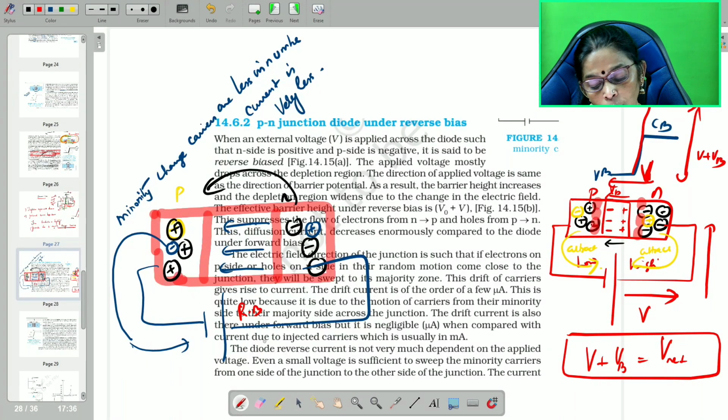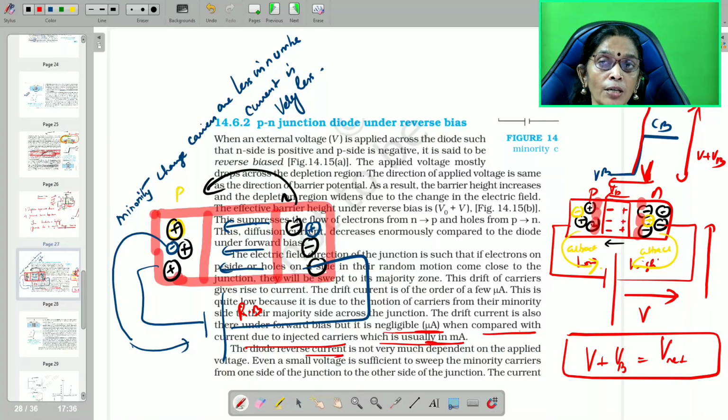The drift current is also there under forward bias, but it is negligible when compared to the current due to the injected carriers, which is usually in milliamps. So the diode in reverse current, this is called as diode. The PN junction, I haven't told you, now I am telling you, this PN junction is called as a two terminal device, therefore it is called as diode. If it is a three terminal device, triode, now it is diode.